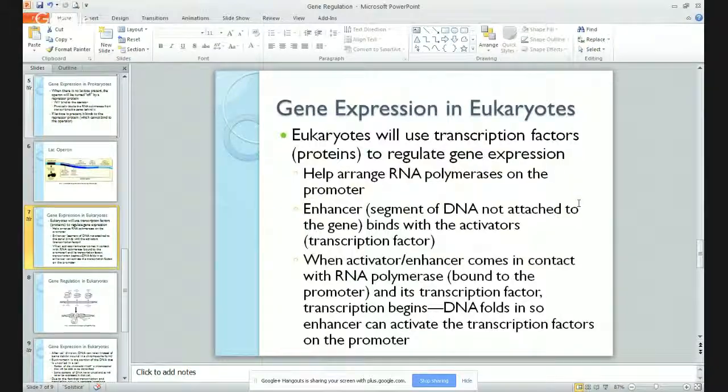Okay, eukaryotes. I think this was a little more complex for me to understand when I was learning this, but they use transcription factors, which is just a fancy word for a specific protein, to regulate when the genes will be expressed in eukaryotes. What the transcription factors do is they help arrange the RNA polymerase onto the promoter, kind of directing it to attach to the promoter so the RNA polymerase can attach to the DNA and start transcription.